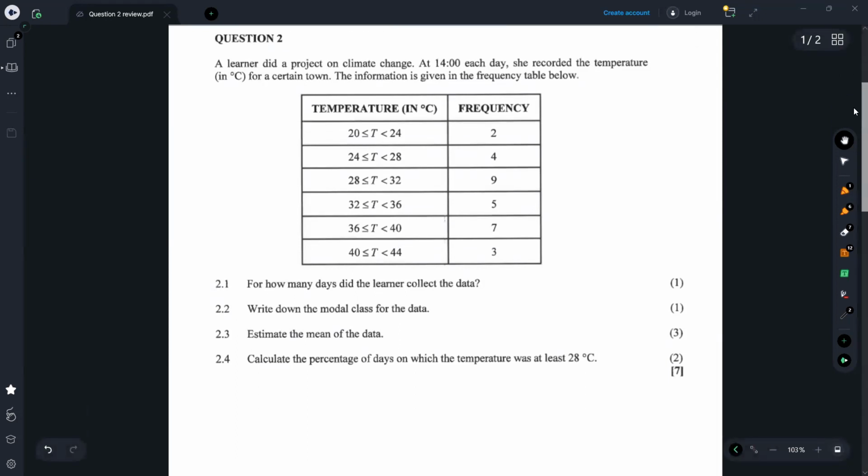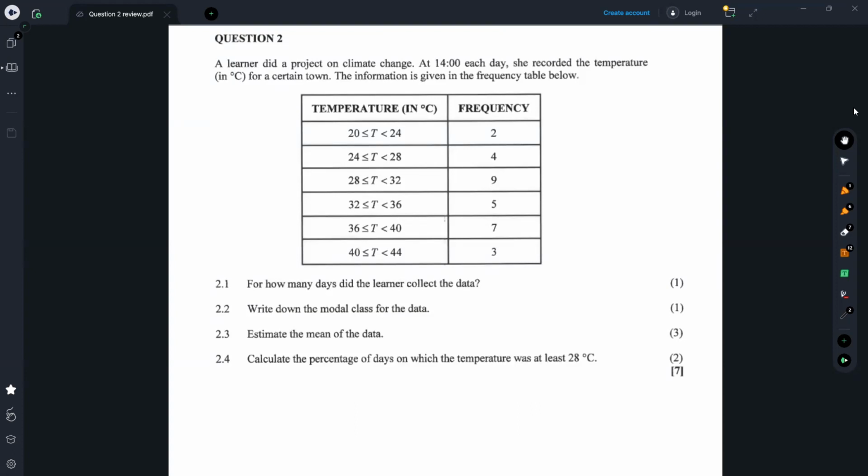So let us look at this. For temperatures that are between 20 and 24, we have two of them. Recorded values between 24 and 28, there are 4. Between 28 and 32, there are 9, and so on. Okay. So now let's look at the first question. For how many days did the learner collect the data?